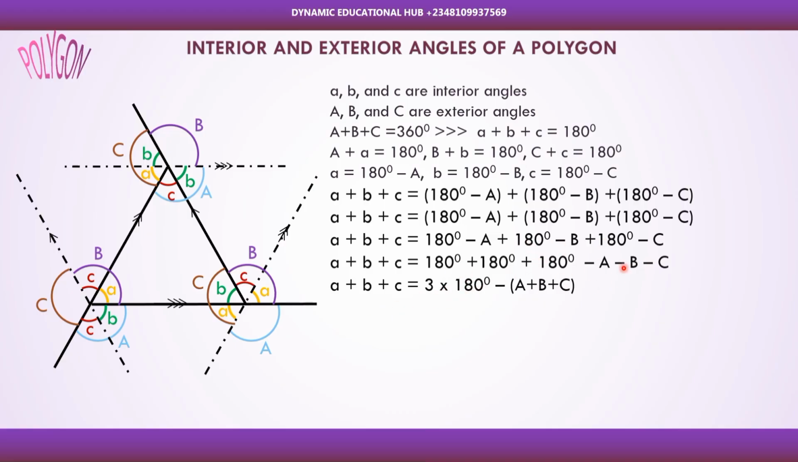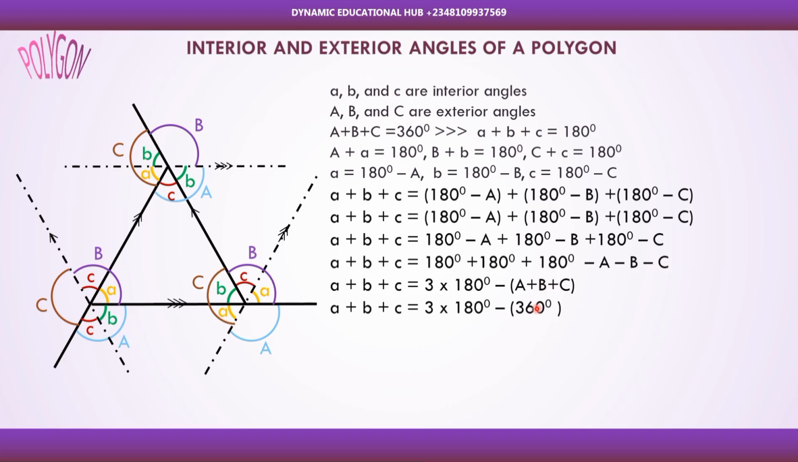Now for this part, just factorize it by bringing out minus 1, so you are going to get minus (A plus B plus C). Now observe something here. How many sides do we have for a triangle? We have 3 sides, and we now have 3 multiplied by 180. Let's just say this is a coincidence. So we have 3 multiplied by 180 degrees minus (A plus B plus C). What is capital letter A plus B plus C that we derived earlier on? It is 360 degrees. We have it here.